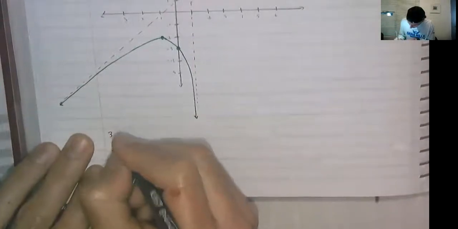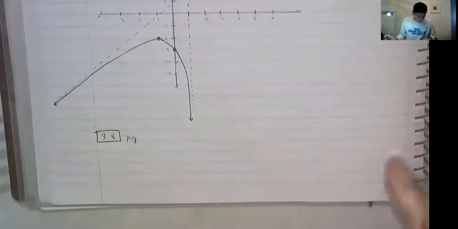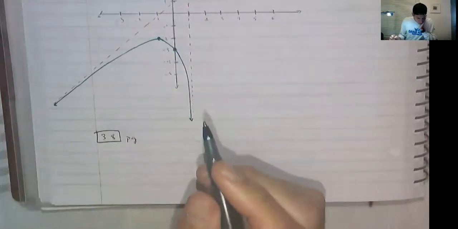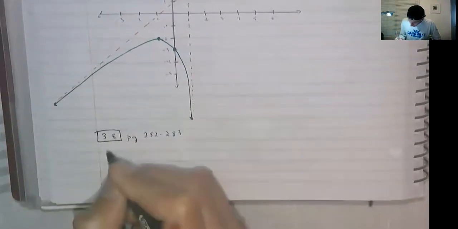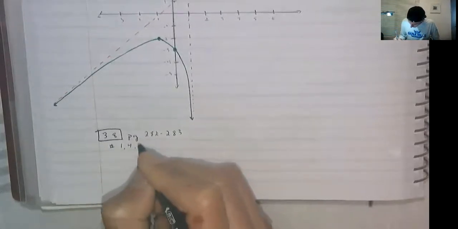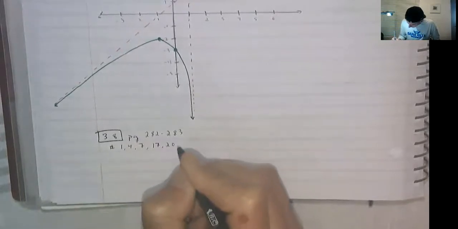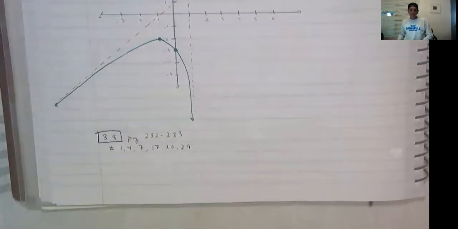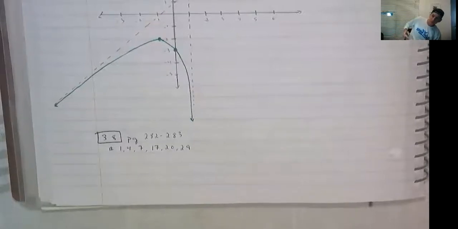So the 6 problems you're going to do for 3.8 are on pages 282 to 283. They're going to be numbers 1, 4, 7, 17, 20, and 29. Okay. So again, showing careful work, making sure you go through all those steps, checking for all those things.